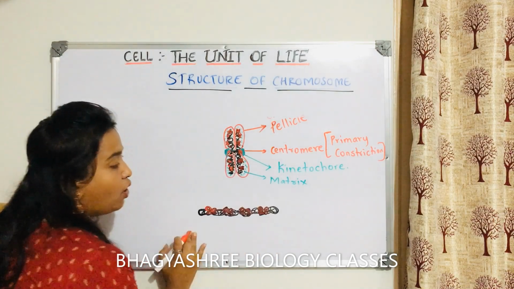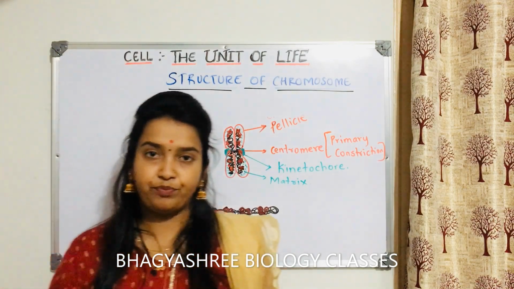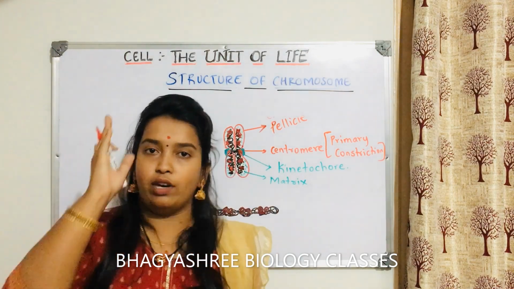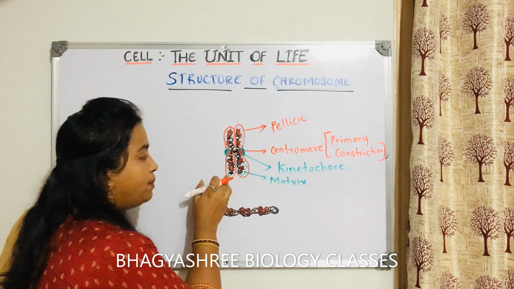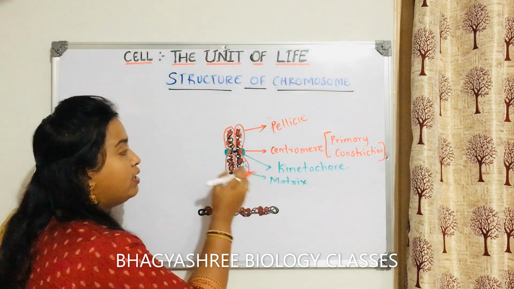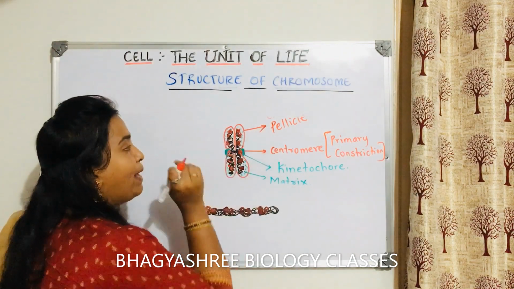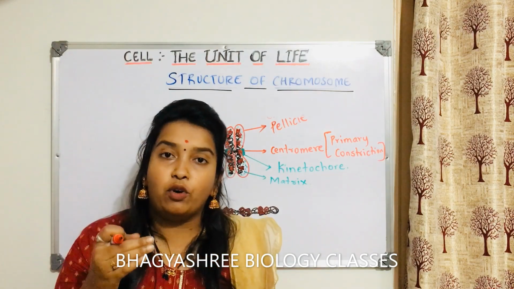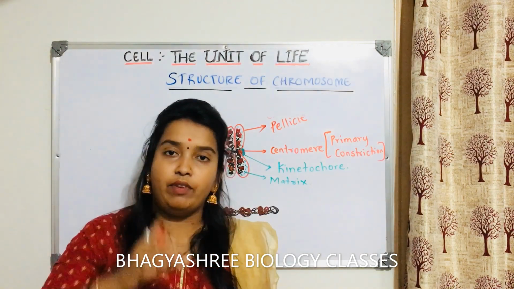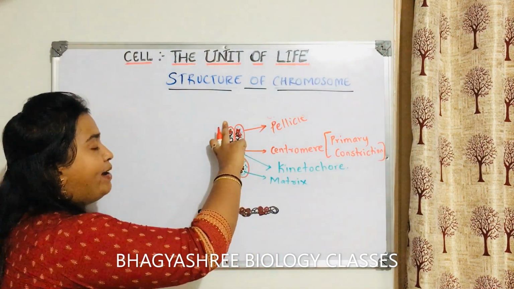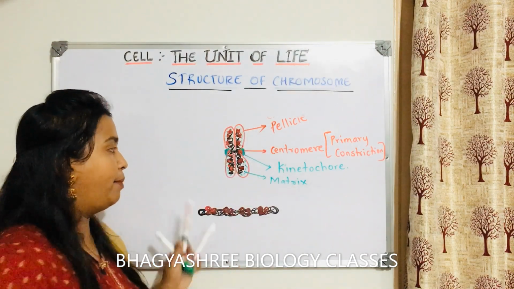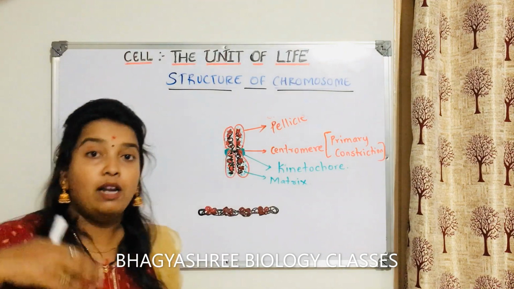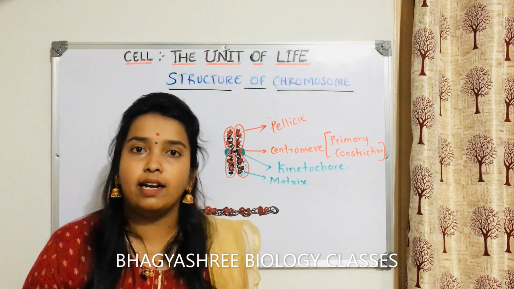So now, because it is highly condensed, once it is put into this pellicle and all those things, we call it a chromatid. Along with ground substance, matrix, centromere, pellicle, kinetochore, everything together, we call it one chromatid, and the other is another chromatid. Both are sister chromatids. But only this condensed chromatin, what you are able to see here, is highly condensed.